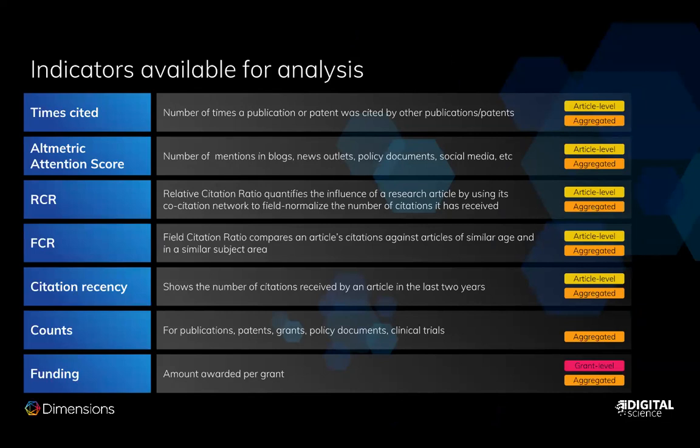Then there's very basic altmetrics data. So we've got the Altmetric attention score. You can also look at the median Altmetric attention score for groups of publications. Then there's other indicators like counts of research objects like grants and policy documents. You could also look at aggregated funding data, amount awarded per grant.